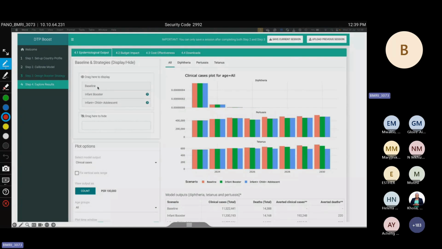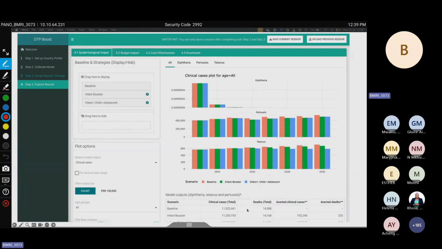Here we've got the baseline, which is your current status quo, the introduction of an infant booster, and the introduction of infant, child, and adolescent. So the three boosters. And we can see then impact across the three diseases. This is for all ages combined. But then we offer opportunities here to look at different outputs, to look at different age groups, to view your outcomes as counts or per 100,000, all the things that matter for those consuming and needing these outputs.